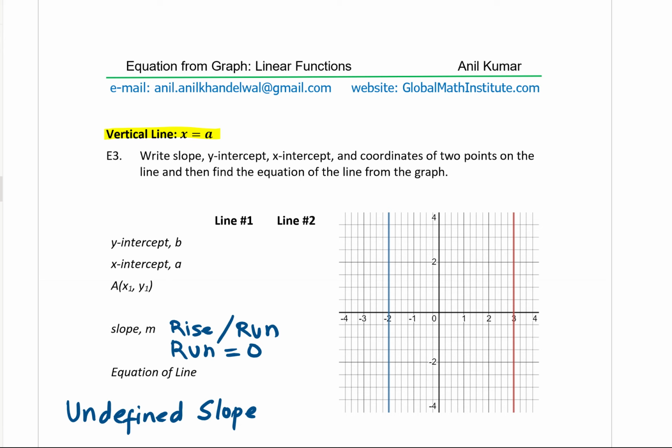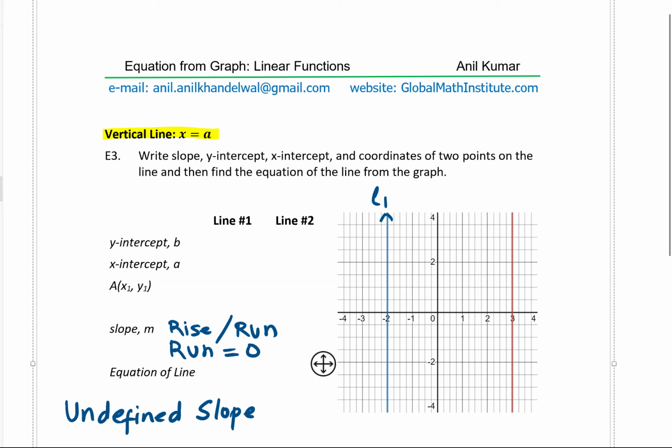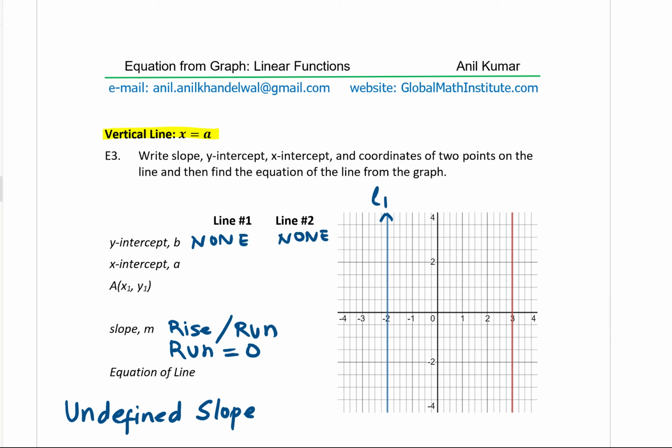So for line 1, let's call this our line 1. For line 1, we do not have any y-intercept, right? So that is none for both the lines. For the first line, the x-intercept is minus 2. Since the x-intercept is minus 2, I can write down the equation as x equals to minus 2. Let me just erase this. So we get this equation as x equals to minus 2.